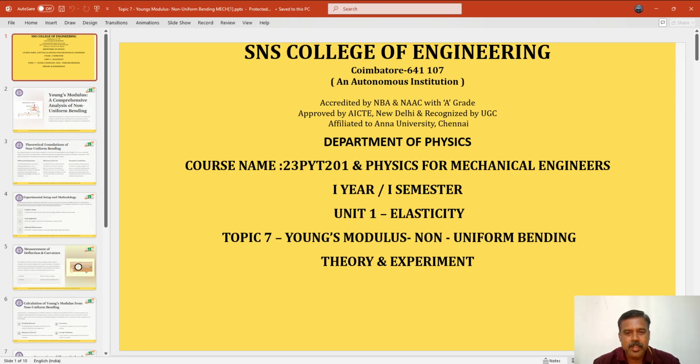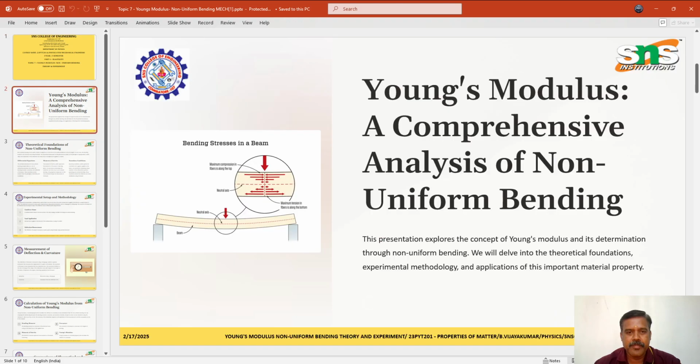Today we discuss another topic of Young's modulus: non-uniform bending, theory and experimental. This is also a form of elasticity, or properties of matter. Young's modulus is a comprehensive analysis of non-uniform bending. The bending stress in a beam is formed exactly in the middle of the beam. The load is applied in the middle of the beam. The bending is created exactly in the middle.